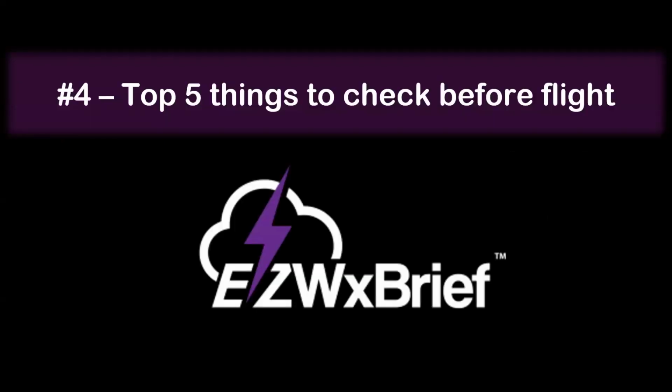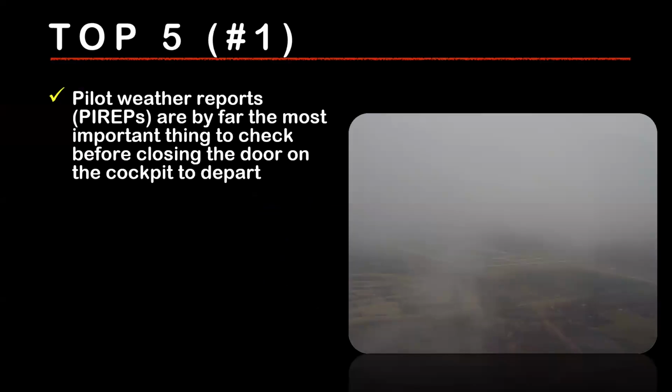All right, so let me just finish up here with 5 things you're going to check before flight. One of the questions was, give me just 5 things I need to check before each and every flight. Well, I think pilot reports happen to be the number one thing. Pilot weather reports are by far one of the best things to check right before you close the door on the cockpit to depart. They're the eyes and ears, if you will, of weather, what's going on.